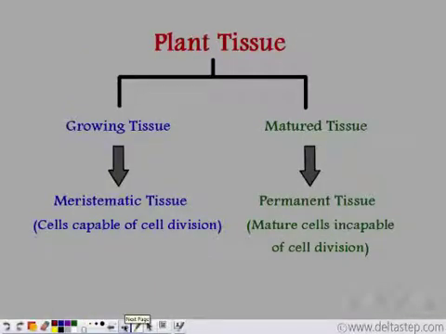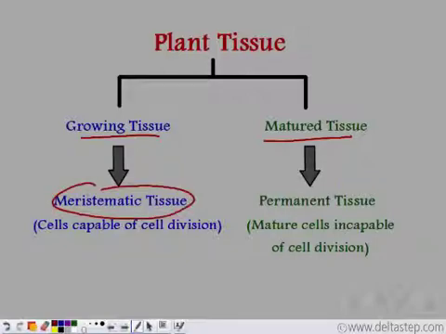So, there are two kinds of tissues in a plant: the growing tissue and the matured tissue. The growing tissue is known as the meristematic tissue, and this meristematic tissue is capable of cell division and growth. The meristematic tissue continuously divides, and the increase in the cell number would mean the growth in the plant, and that is how the shoot tip increased in size.